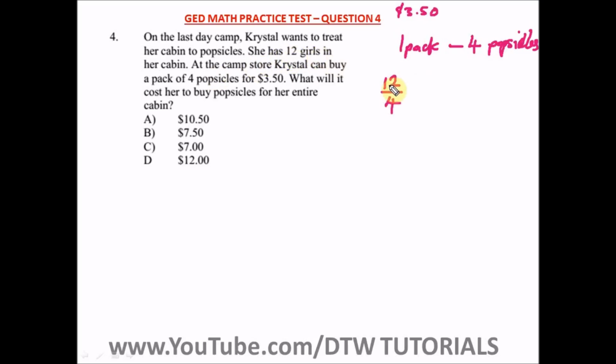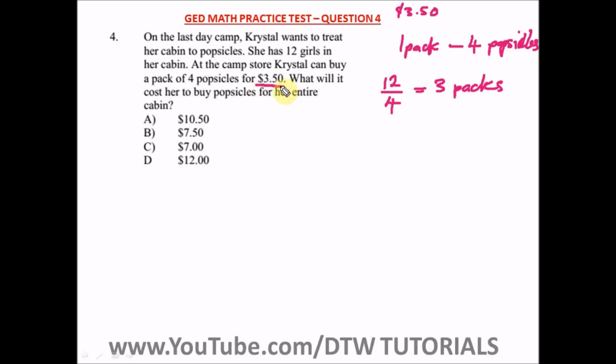What is 12 divided by 4? That will give us 3. So she needs 3 packs of popsicles for 12 girls. Because if you multiply 3 times 4, since one pack is 4 popsicles, 3 times 4 will give us 12 popsicles for her entire cabin crew.